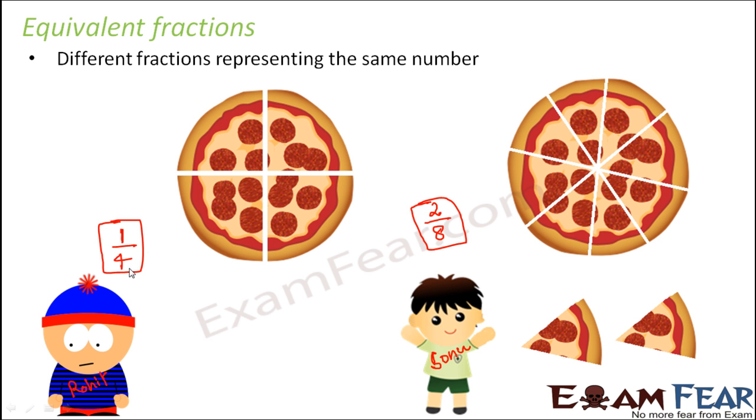Now if you look at 1 by 4 and 2 by 8, these are two different fractions, definitely, because these are made up of two different numbers. But when you actually look at them, they both are equivalent fractions. That's because if you divide the numerator and the denominator of 2 by 8 by 2, the total value of the fraction remains the same, since you divide both by the same number.